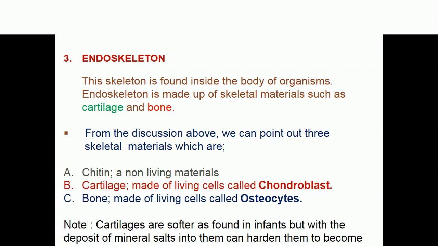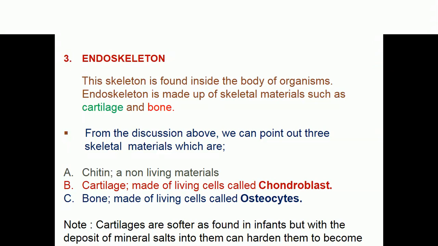The third type of skeleton is called endoskeleton. This skeleton is found inside the body of organisms. So our focus here is inside the body. Endoskeleton is made up of skeletal material such as cartilage and bone.